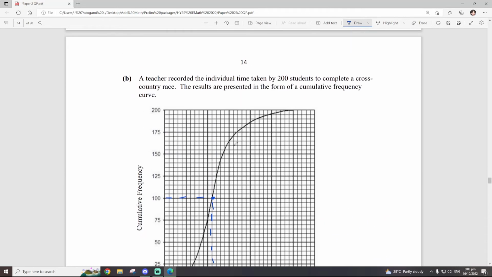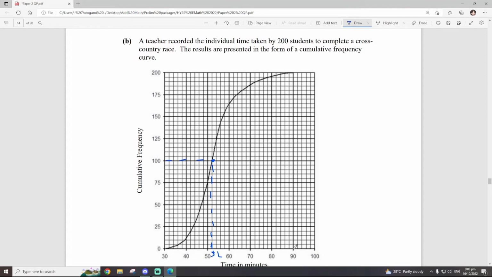What's the 90th percentile? 90th percentile will be the 180, which is here. Okay, this 180, and then come down, and yeah, it's this line now. This one. Okay, so 66.